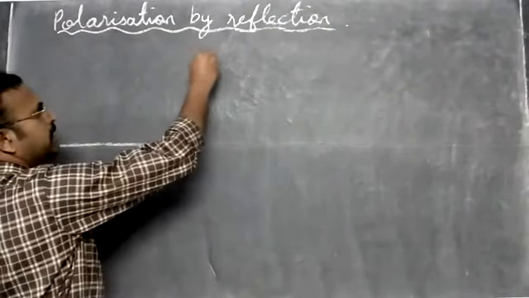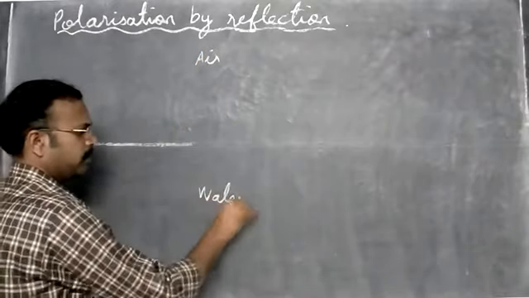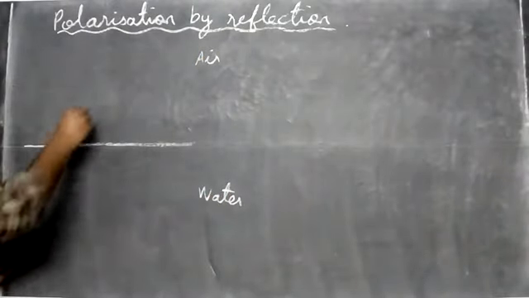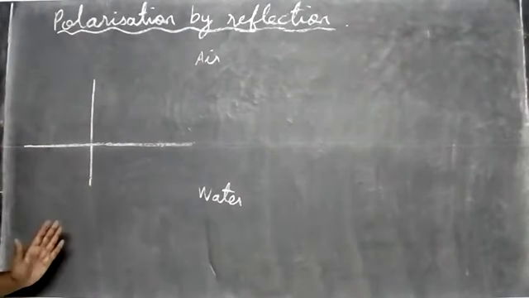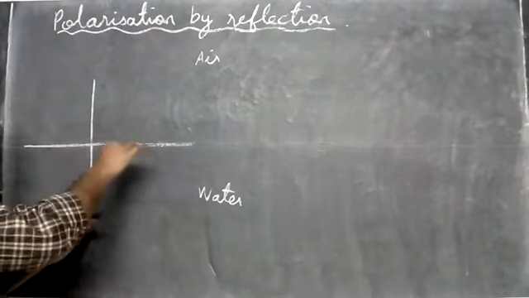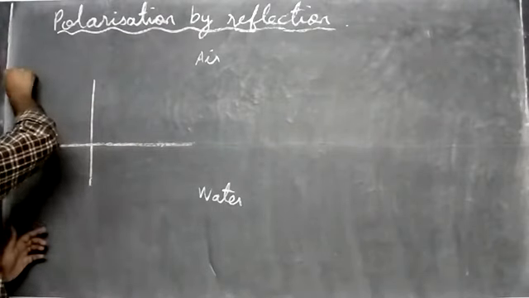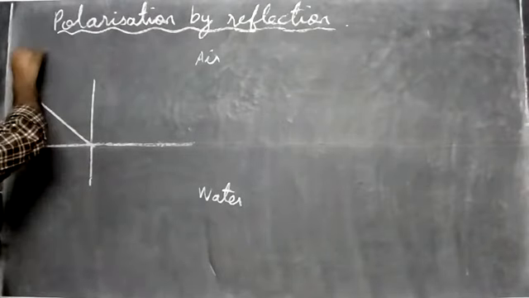The first medium is, say, air. The second medium down is water. First, we'll draw a normal here. This line is a normal. Now we send a light ray from here, an incident light ray, in this way. So this is the incident light.